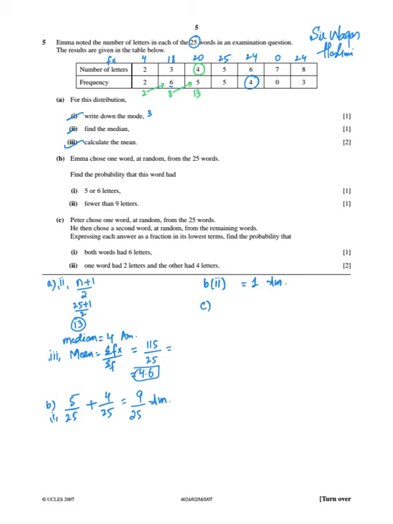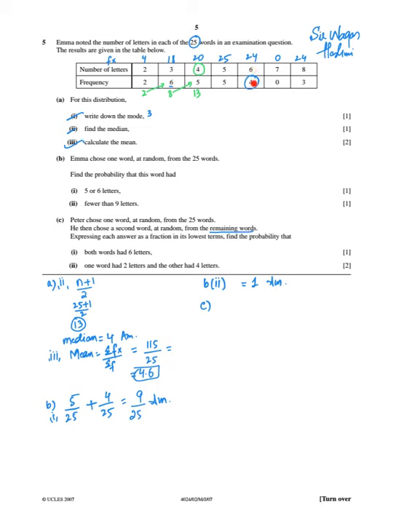Peter chooses one word at random from the 25 words. He then chooses a second word at random from the remaining words. That means it is without replacement. Express each answer as a fraction in its lowest terms. Find the probability that both words had 6 letters.